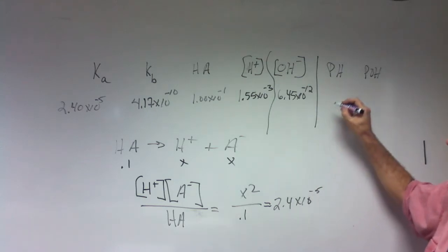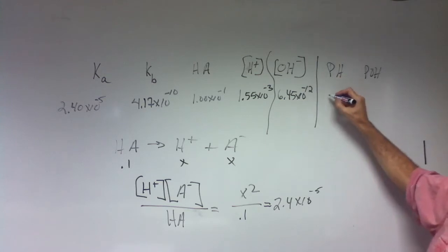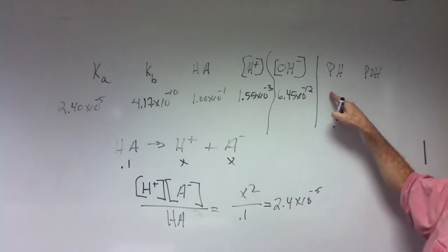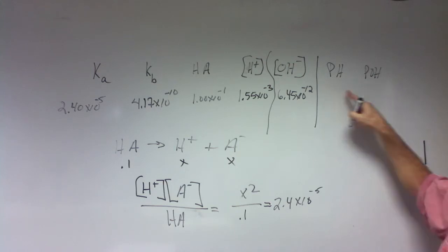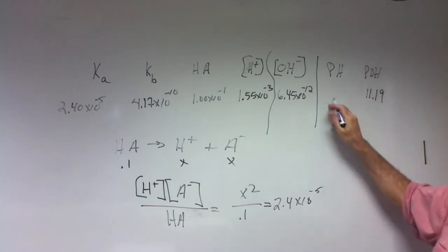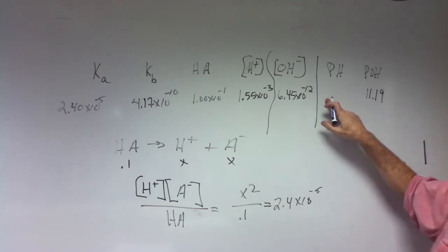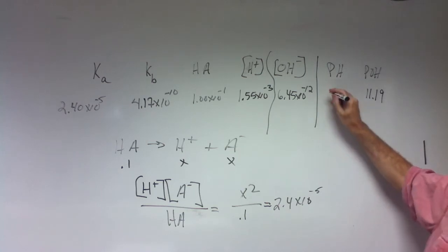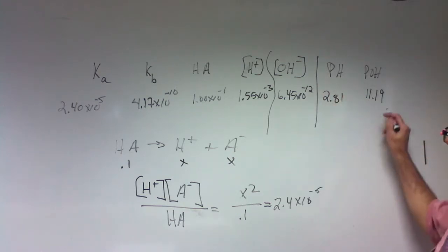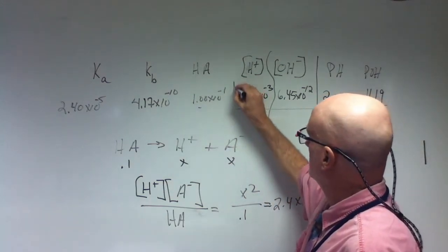Okay. It's 11.19. What is it? 11.19. That's the pOH? Is that what you said? Yeah. Okay, then this would be what? 2.81. Yeah. Okay, good. Now that's the estimation. That's the estimation.